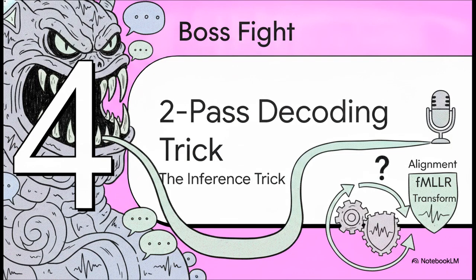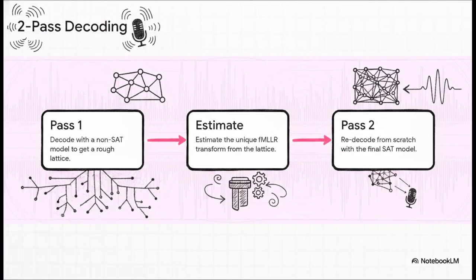Which brings us to Section 4, the two-pass decoding trick. This solves the ultimate boss fight of inference. Remember that chicken and egg problem from the beginning? How do we decode audio when the decoder requires the audio to already be decoded? We use the brilliant two-pass decoding trick. Pass 1, we do a rough initial decode using a non-SAT model, like our Tri2B model. This gives us a lattice, which is basically a web of soft probabilistic alignments.